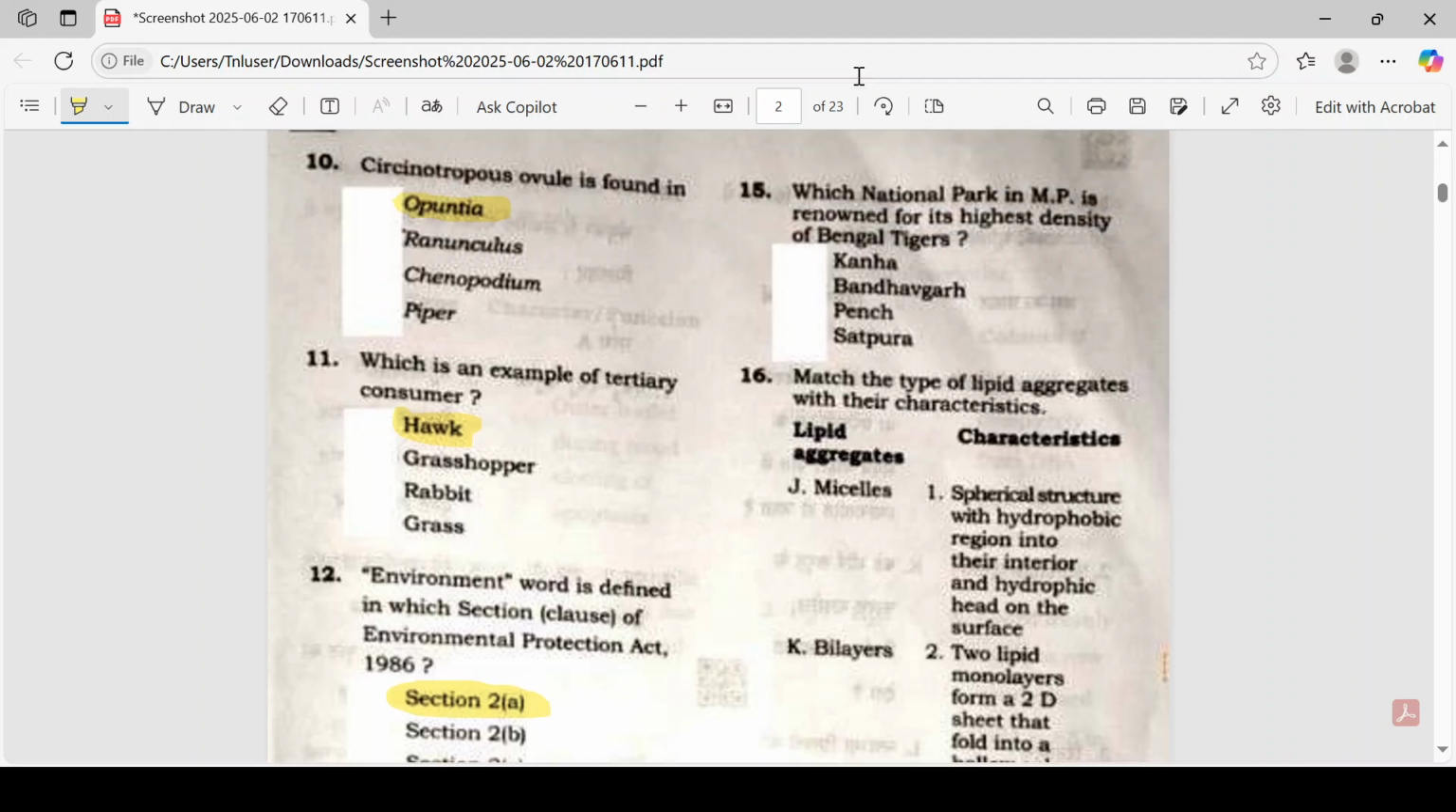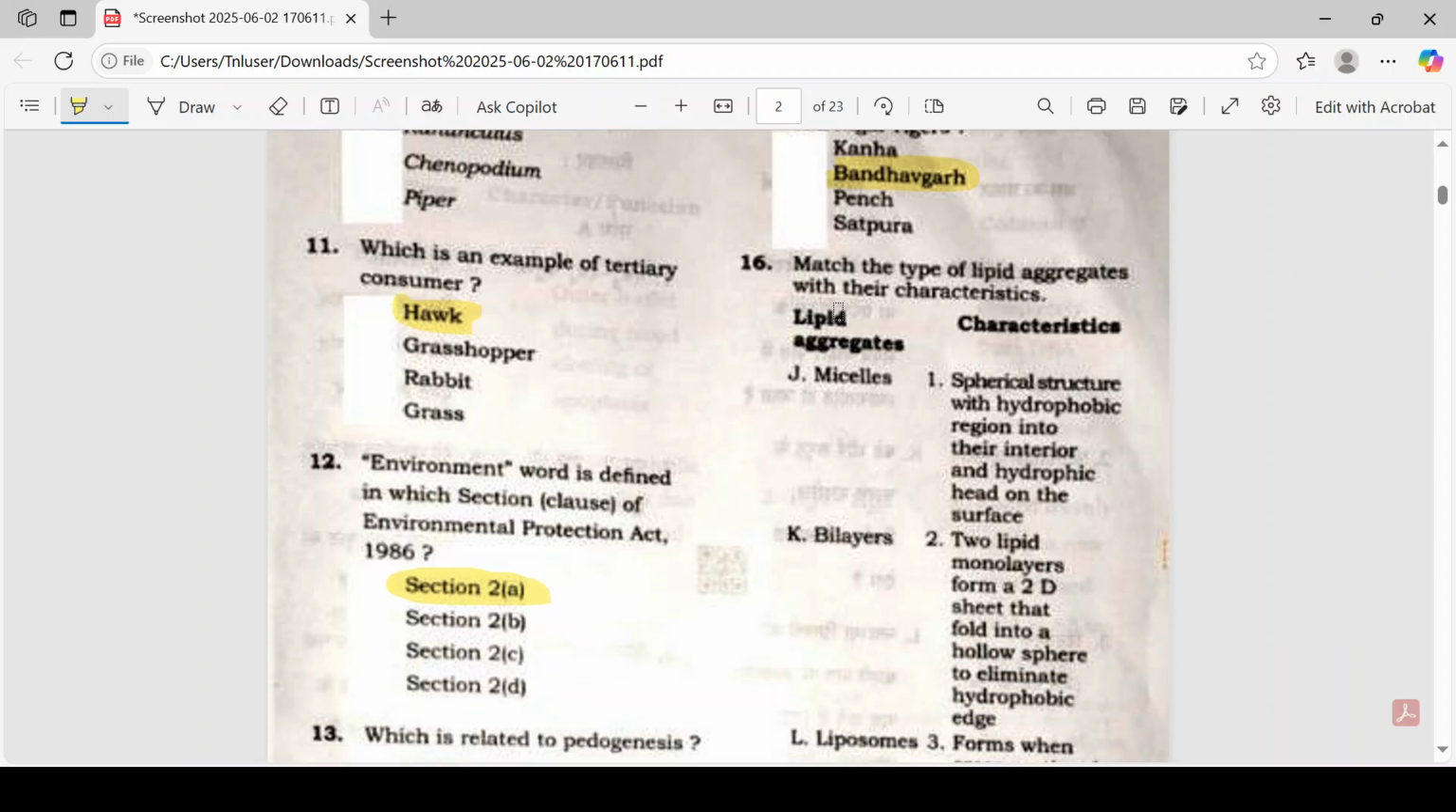Now we are going to discuss question number 15. Which national park in MP is renowned for its highest density of Bengal tigers? This question is important from your GS perspective as well, MPGK, because it is very important under national parks and forests of MP. Have a note of it. Answer will be Bandhavgarh, option B.